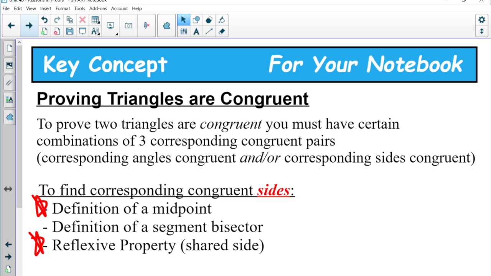Or if we're given perpendicular lines, we're going to use that to say, hey, these angles are congruent because they're both going to be right angles. Or, here's the new part, if we're told they're parallel, well then these alternate interior angles or corresponding angles are going to be congruent.